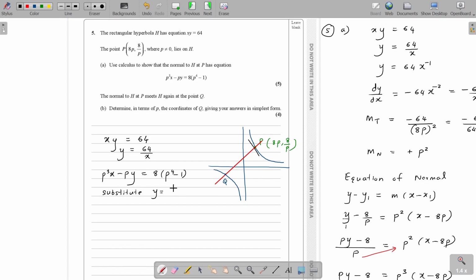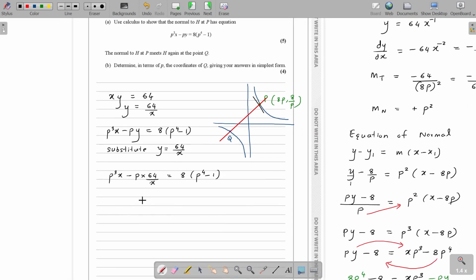So this is solving simultaneously. Okay, let's input the value: p cube x minus p times y, where y is 64 over x, equals 8 times p to the power 4 minus 1. Let's simplify. So this x is a denominator. I don't want to see x as a denominator. Shall I multiply the entire equation by an x? So what do I get then?